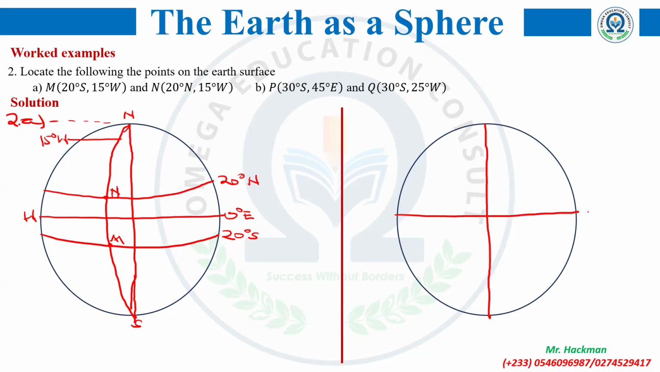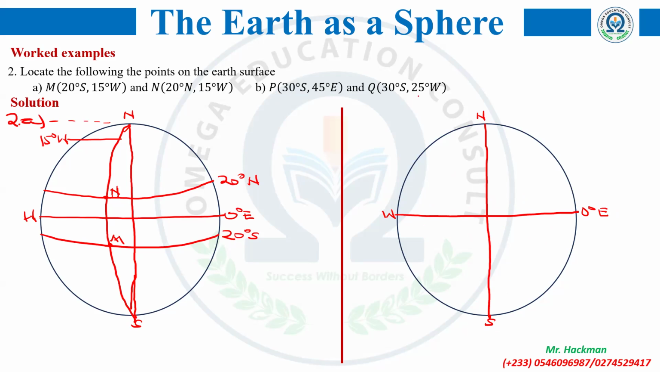Okay, so your 0 degrees is your equator. This will be east, west, then north, south. Now take note, remember, this is what we are going to do. The point here, P, is 30 degrees south. So for 30 degrees south, I need to come down.